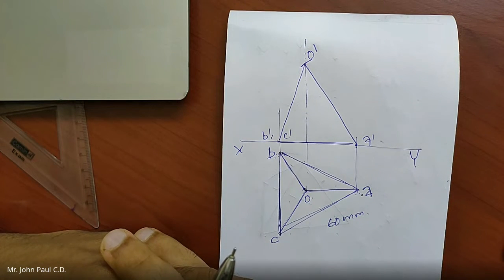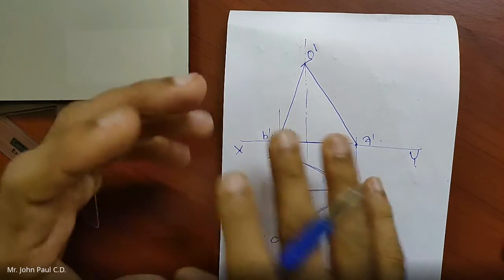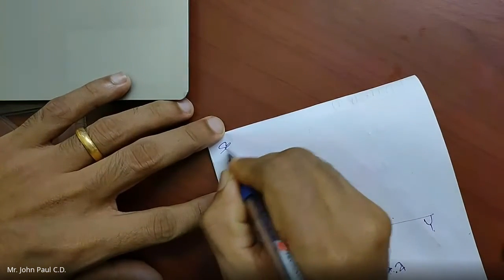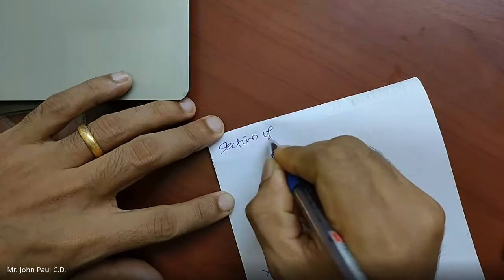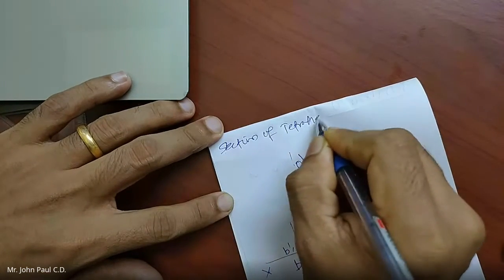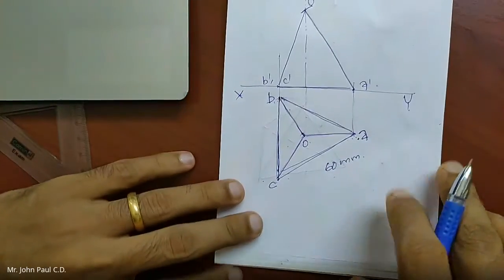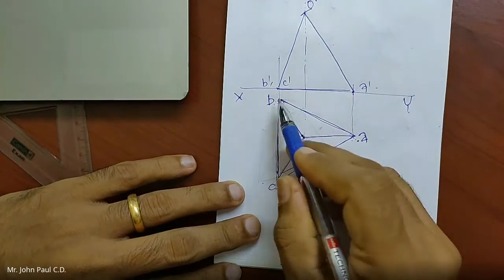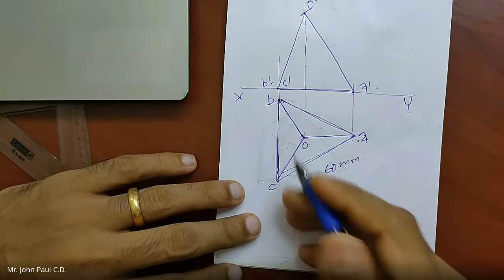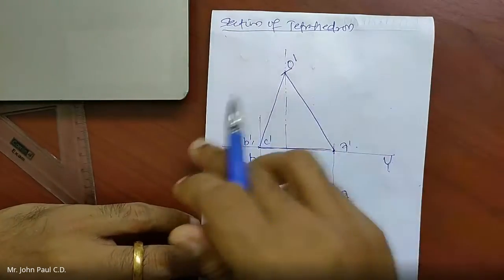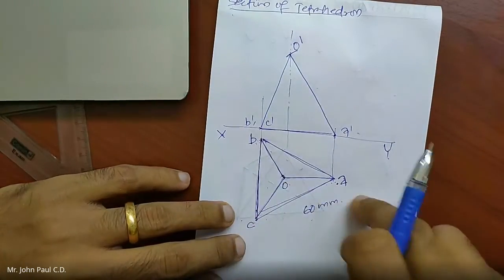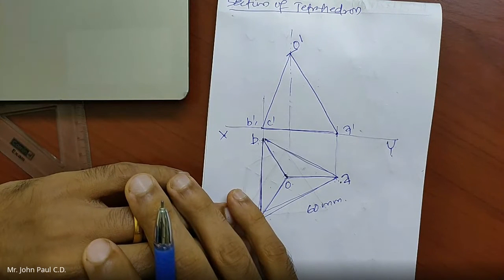Can you draw a tetrahedron quickly? Section of tetrahedron. I'll name it here. I told you how to draw the tetrahedron. It's in the corner position. You get a triangle. Say you take 60 mm if possible, because we need to draw the section lines. So you can mark it 60 mm.